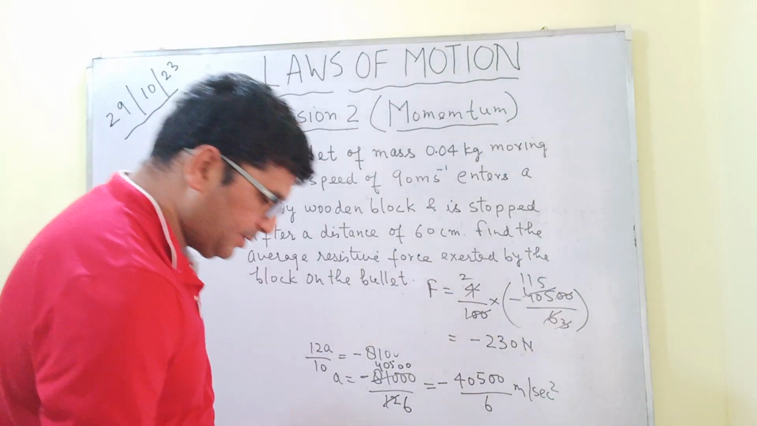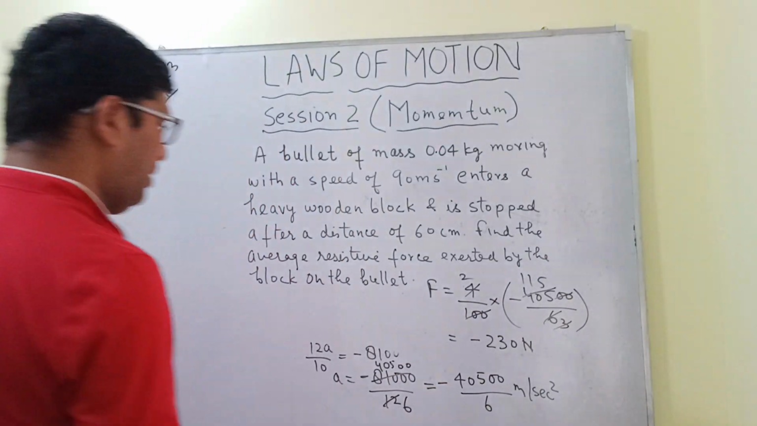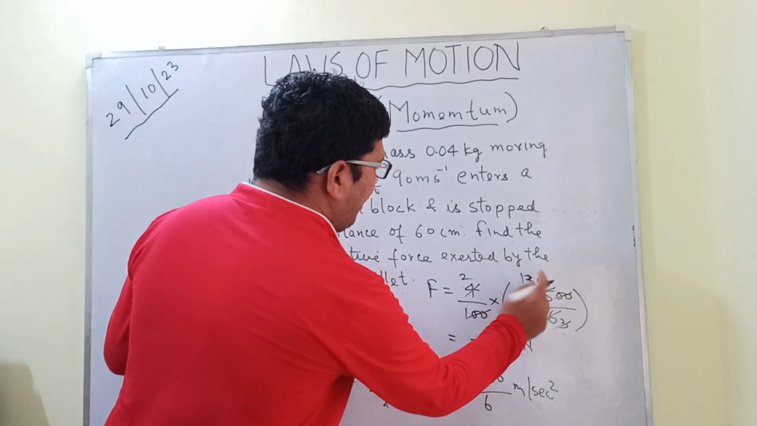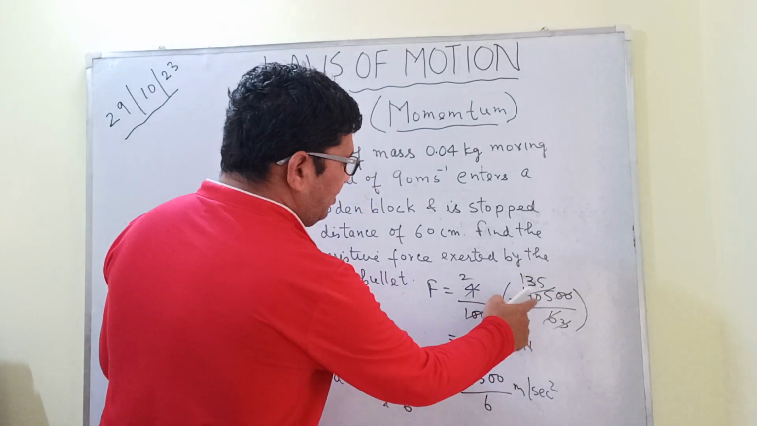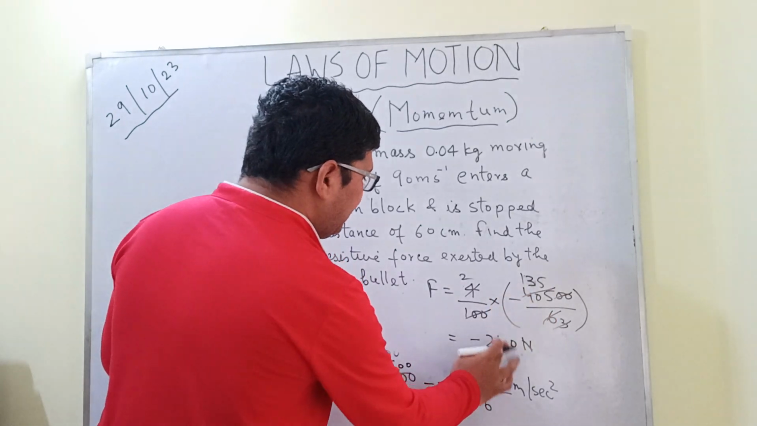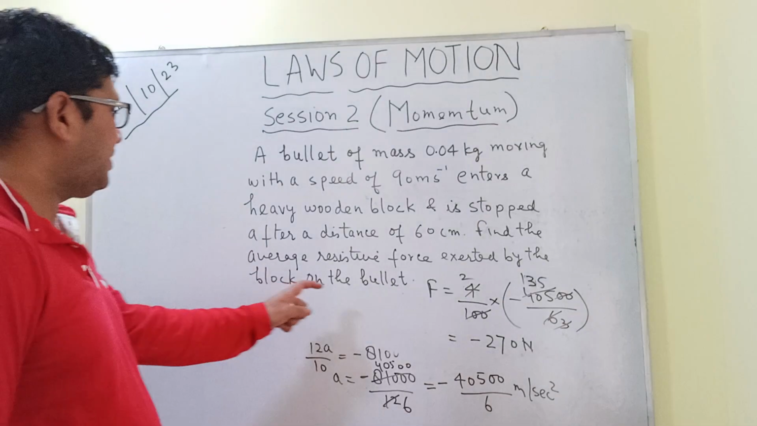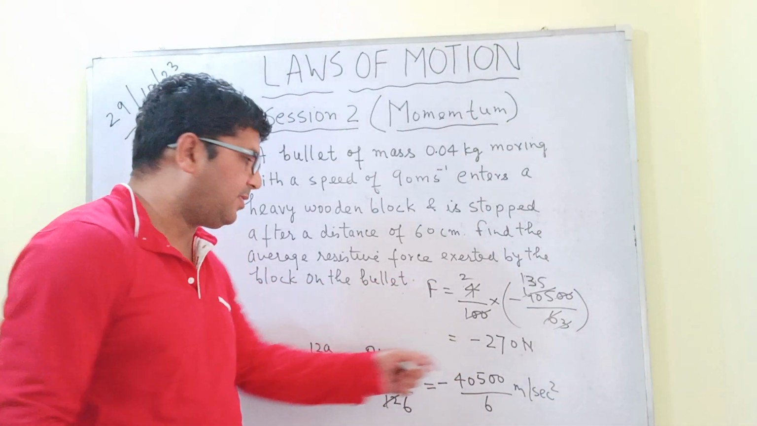ठीक है, so this is how. इसमें हमारा आंसर इज 3, सॉरी दिस इज 3, वेट दिस इज नॉट 1, दिस इज 3. 1 हो गया, ये 3 या 9 हो गया, तो आंसर ये आपको नॉट 230, इट विल बी -270. सो द एवरेज रेसिस्टिव फोर्स एक्सर्टेड बाय द ब्लॉक ऑन द बुलेट इज इक्वल टू -270 न्यूटन.